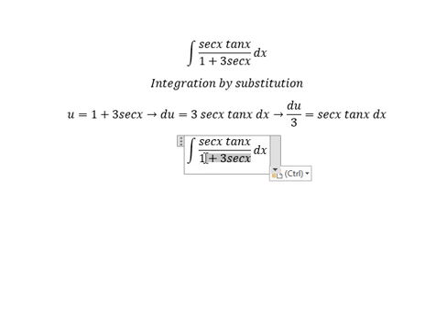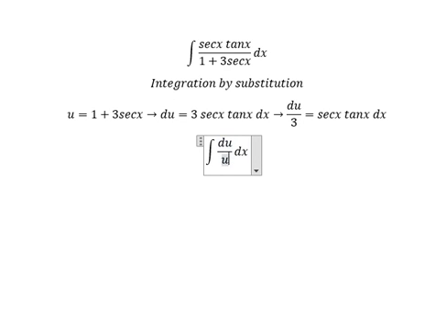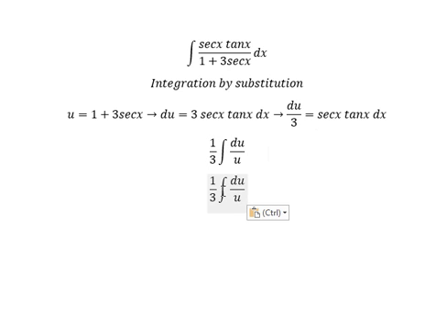So this one we change by u. Secant of s tan s ds we change by du over 3. The integration of this one, we have ln of the absolute value of u, and we put plus c.